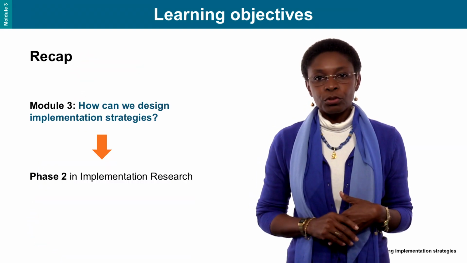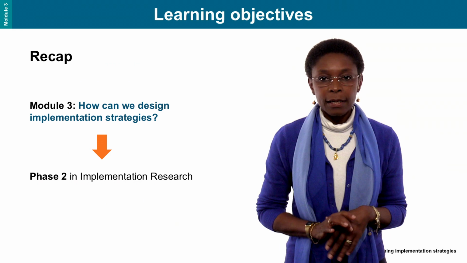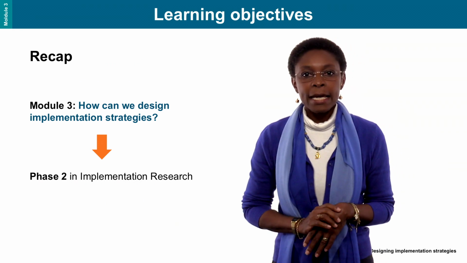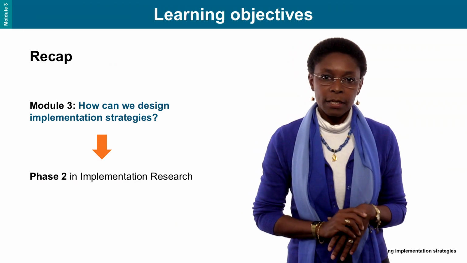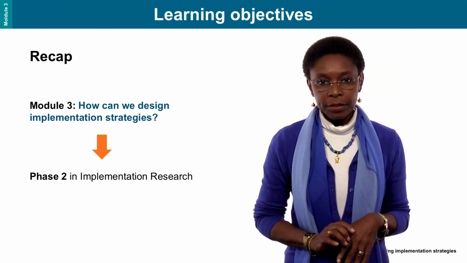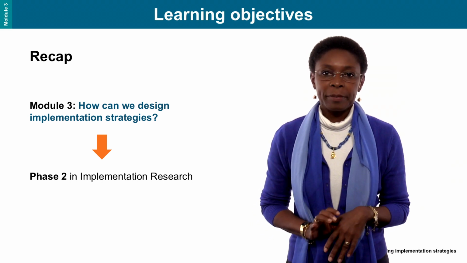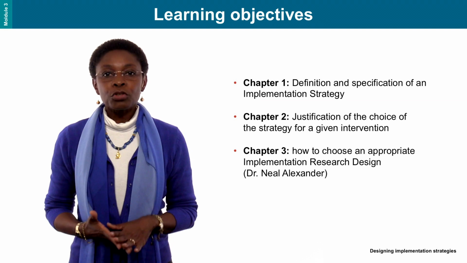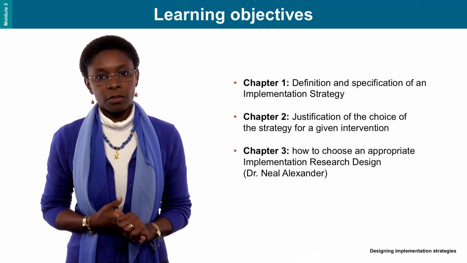This 3rd module focuses on how to design implementation strategies and the research approaches required to ensure robust evidence to justify the implementation approach. The module is divided into 3 sections.